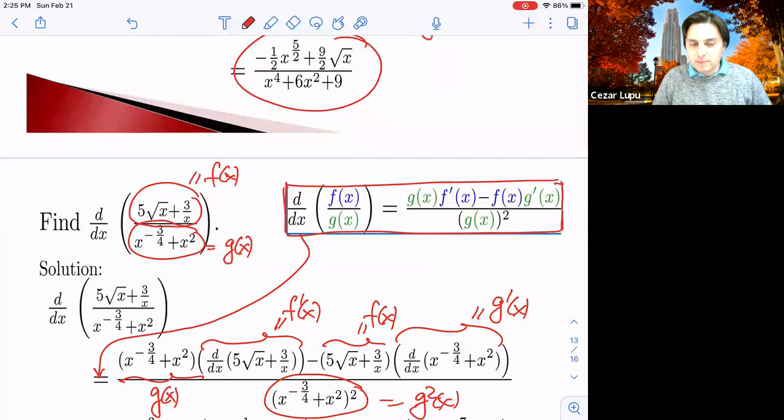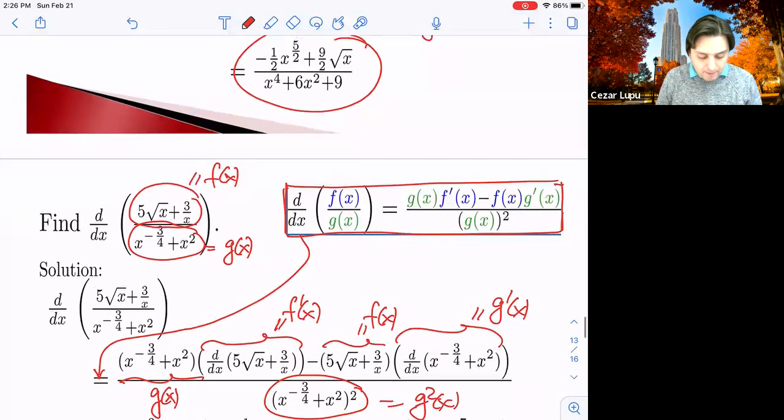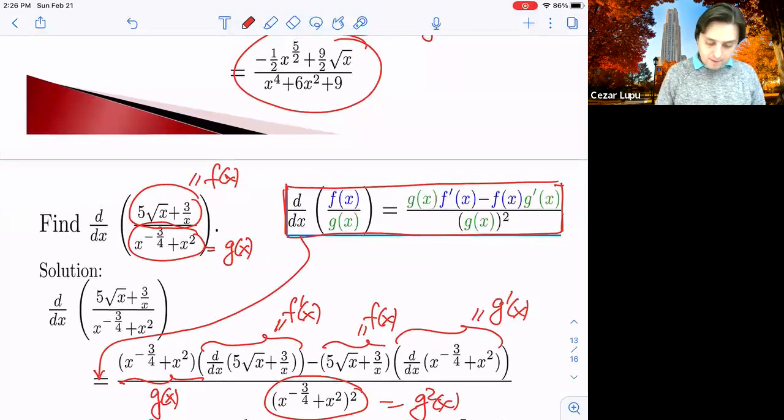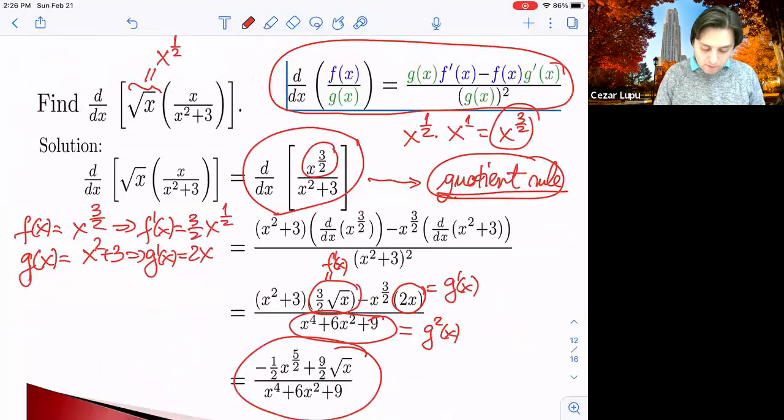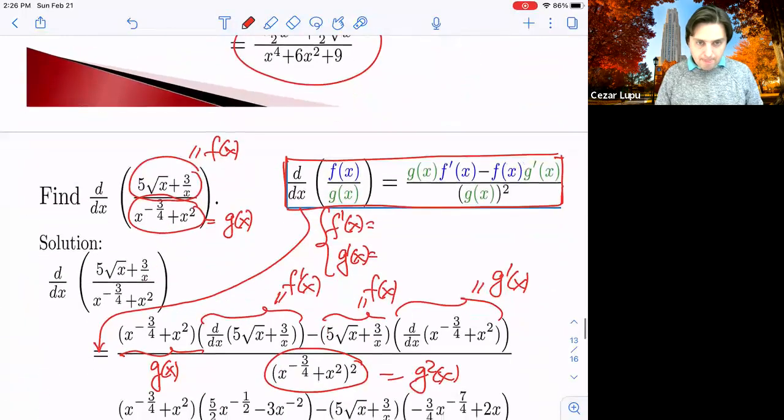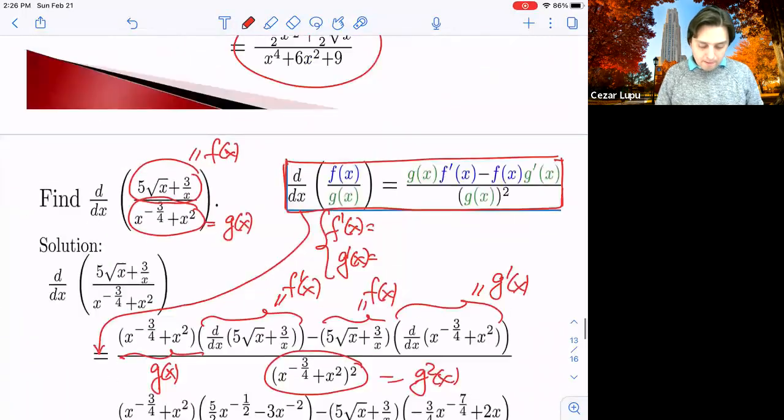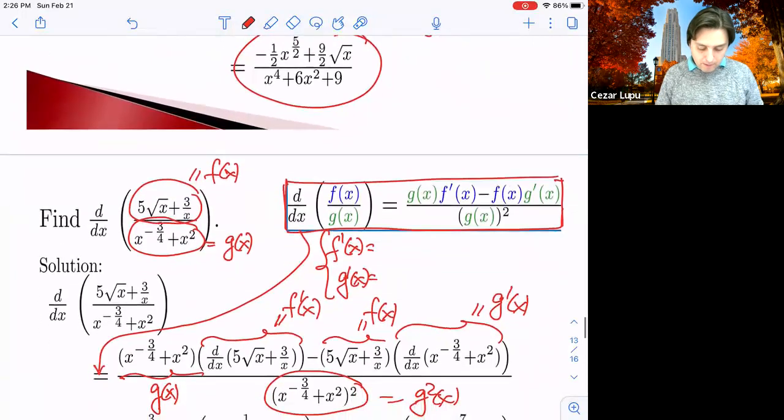Well, beautiful. Now let's compute the derivative of each one of them. Oh my, what a mess. Well, the derivative of the first one, let me write it here, f prime of x. So let's see, f prime and g prime of x. Maybe I have enough space here to compute them. So it will be 5.